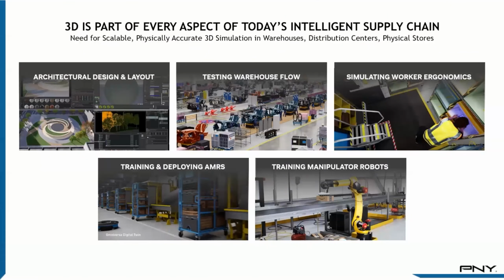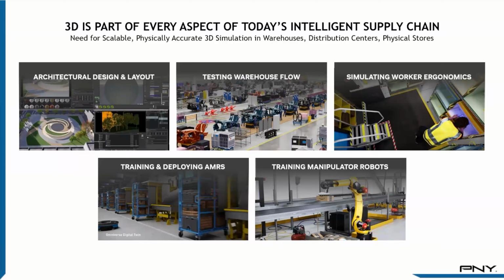This could be architectural design and layout, testing and optimizing warehouse flow, simulating worker ergonomics, training and deploying autonomous mobile robots, or training manipulator robots. Omniverse digital twins are physically accurate with true-to-reality physics, materials, lighting, rendering, and behavior. So you can test systems, software optimizations, or upgrades in the virtual world and avoid system downtime or costly physical prototyping. And it also enables you to accurately simulate and predict infinite what-if scenarios.